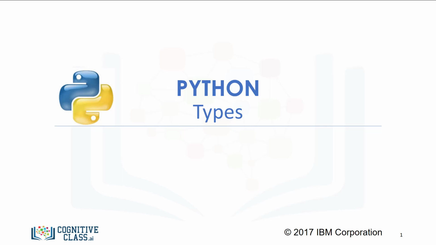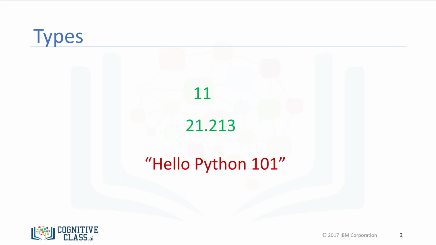A type is how Python represents different types of data. In this video, we will discuss some widely used types in Python. You can have different types in Python. They can be integers like 11, real numbers like 21.213. They can even be words. Integers, real numbers, and words can be expressed as different data types.